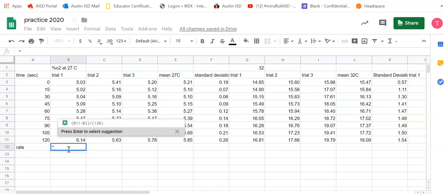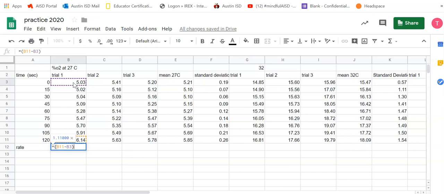So here I'm going to hit equals. And now what I want to do is tell it exactly what I want. So I'm going to put in parentheses, I want to do my final, which is this B11 cell, so I can just click on the cell, minus my initial O2 value, which is here, and then close parentheses. And then I want to divide it by the total amount of time elapsed, or the final minus initial, which in this case is 120 seconds. So I'm just going to do divided by 120. If I hit equals, it's going to give me a value.